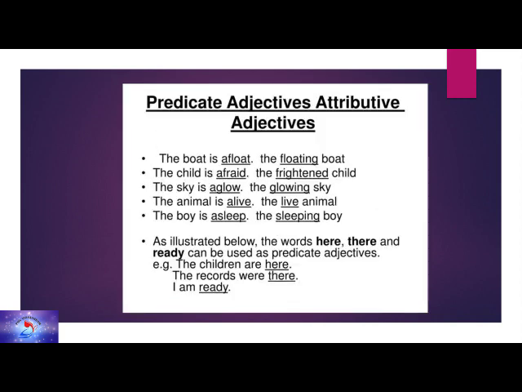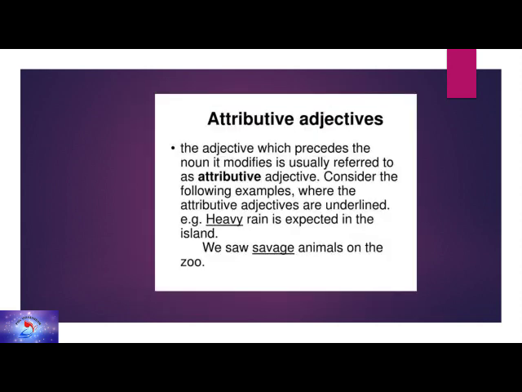So you can just see adjectives used only predicatively. These are the words that are used only predicatively: afloat, asleep, alone, alive, afraid, aglow. All these kinds of words are always used predicatively. You cannot use these as attributive. So attributive: heavy rain is expected in the island. We saw savage animals in the zoo. So we have seen so many examples.